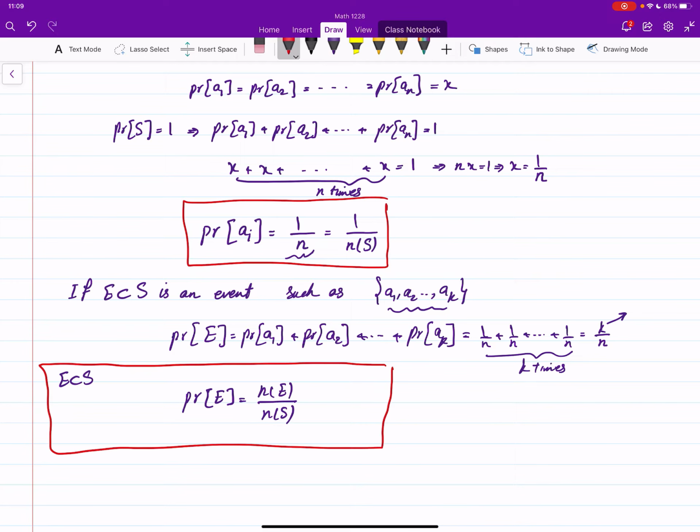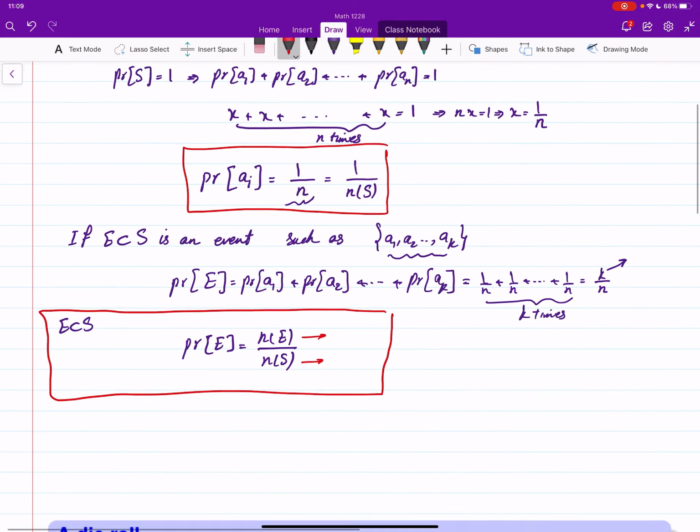Why is this important? Because if you're trying to find the probability of something, you try to make it an event of an equiprobable sample space, and then you're just going to deal with two counting problems: one counting the number of elements of S, and the second one counting the elements of E, and then divide and you will get that number. Let's see this in some examples.